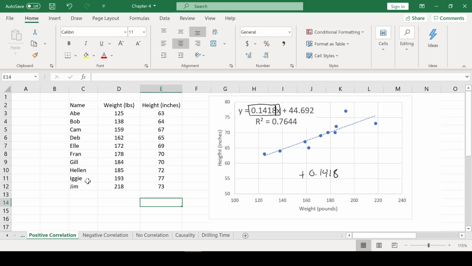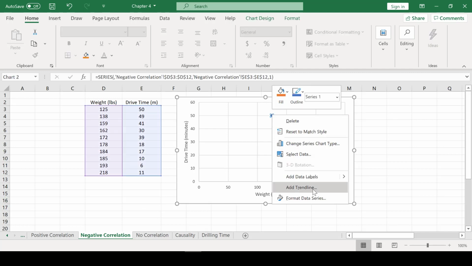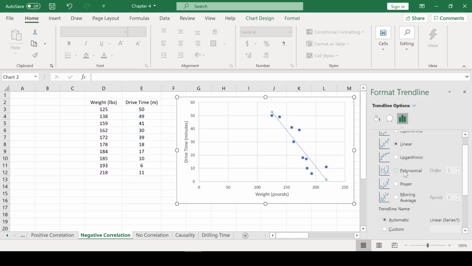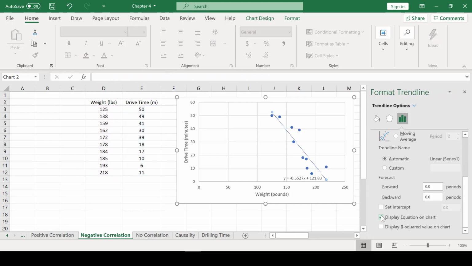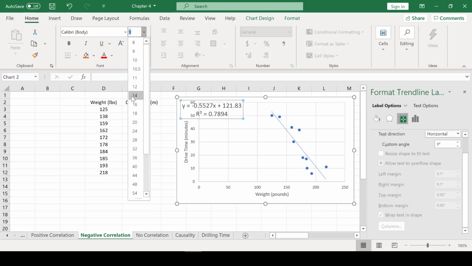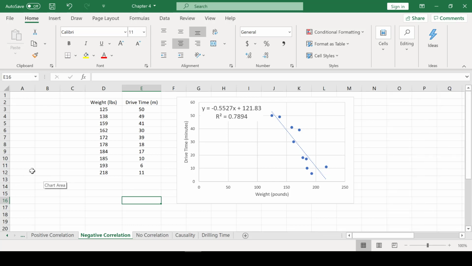I'm going to do the same thing with negative correlation. So if I have my negative correlation and I want to display the equation on the chart, I select my data, right click, and click add trend line. I'm going to select linear, display equation on chart, display R squared on chart. And then I'm going to move this value up here and make it a little bit bigger. There, I made it a little bit prettier so we can see it.